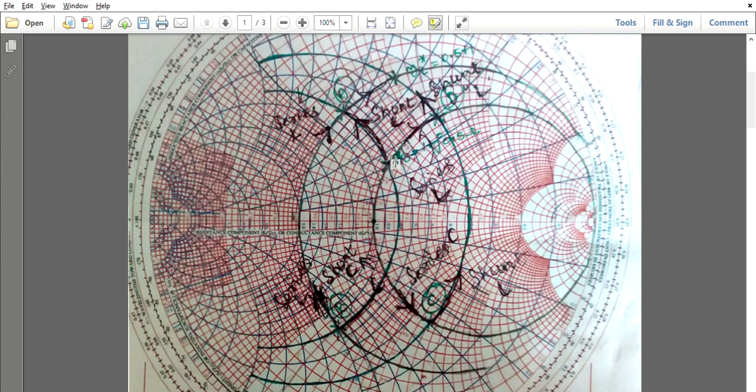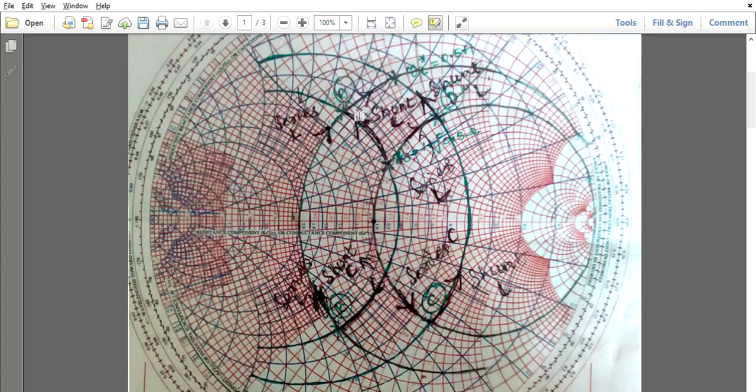So the tracing path should start at ZS and it should be completed at ZL, but it should flow through any one of the intersection points. For example, point A. So the tracing path starts at ZS and goes to A, then it should complete at ZL, right? So this is one arc between ZS and ZA, and this is another arc between ZA and ZL star. So this arc will give one element and this arc will give another element, hence this is a two element matching network. So how to find whether it is an inductive element or a capacitive element, right?